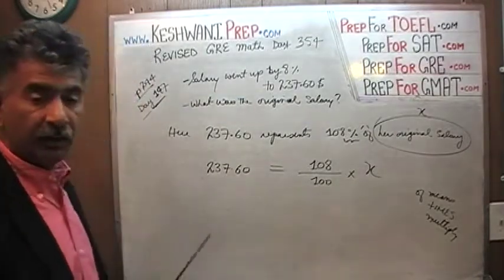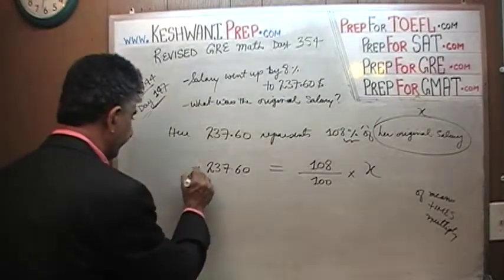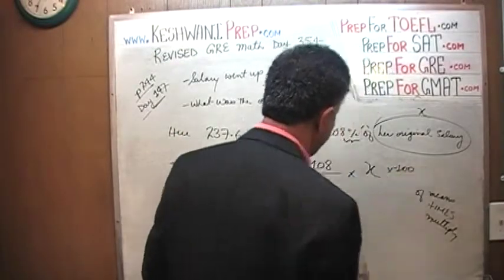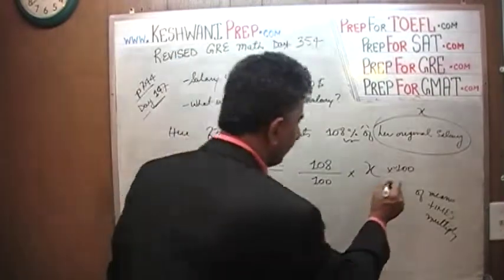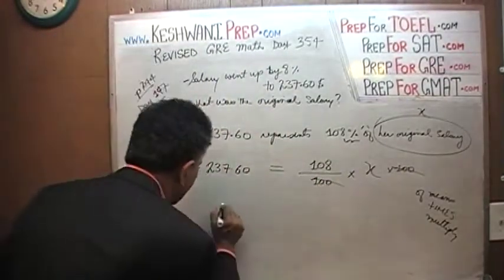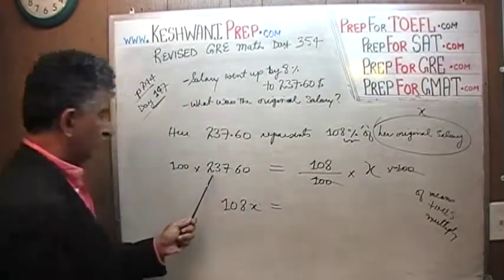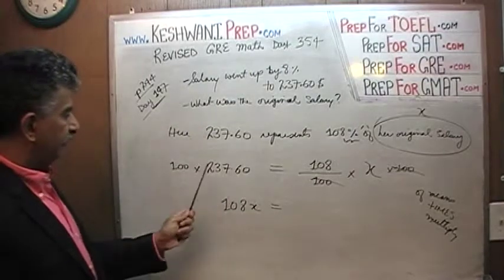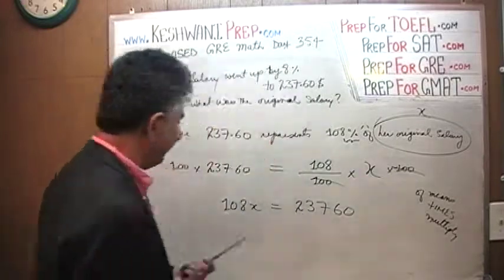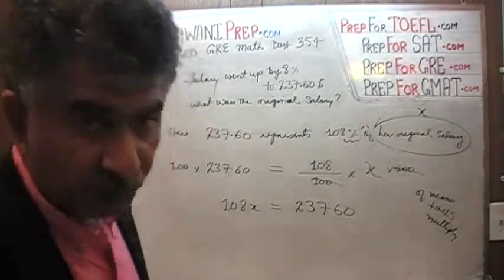Let's multiply both sides of the equation by 100 so that we can get rid of this 100 from the bottom. So this 100 cancels out with this 100 now, and we end up with 108x equals 237.60 times 100, which is just 23760. All we have to do now is divide both sides by 108, which is exactly what we're going to do now.